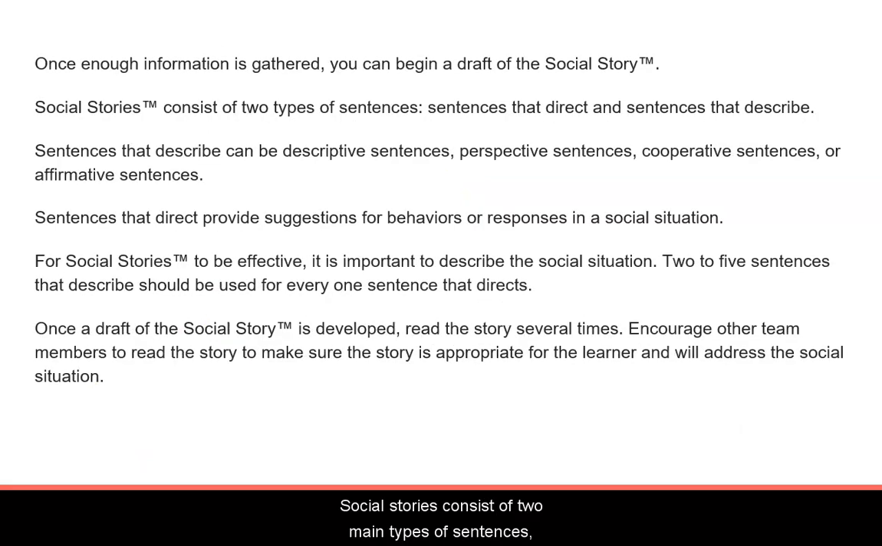Social stories consist of two main types of sentences, descriptive and directive. Descriptive sentences may describe the event or perspective of others. They may include cooperative or affirmative statements. Sentences that direct provide suggestions for behavior or responses to the specific social situation. It is recommended that for every directive sentence in the story, there are 3 to 5 descriptive sentences that go along with it. Other resources have a 2-to-1 ratio for descriptive and directive sentences.